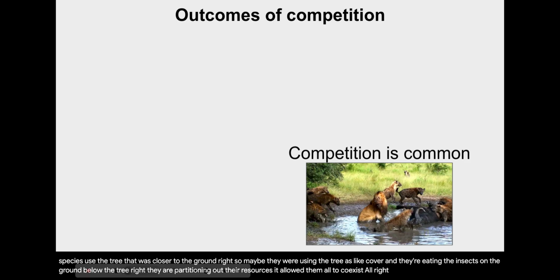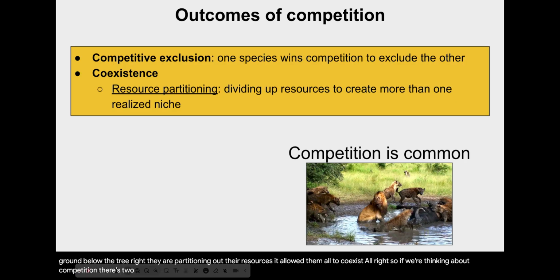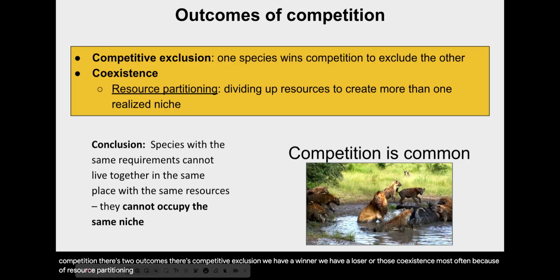All right, so if we're thinking about competition, there are two outcomes. There's competitive exclusion, where we have a winner and a loser, or there's coexistence, most often because of resource partitioning. So big picture, when we have different species using the same resource, there is going to be competition. The outcome of that competition can vary. And competition is common. We see competition all the time.